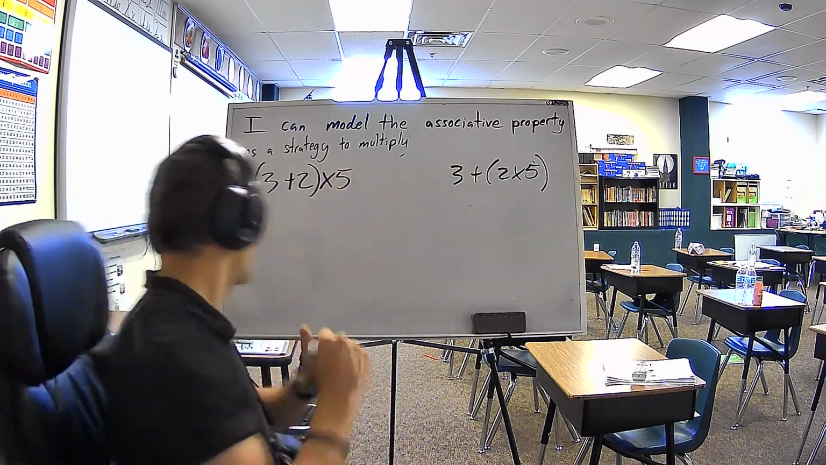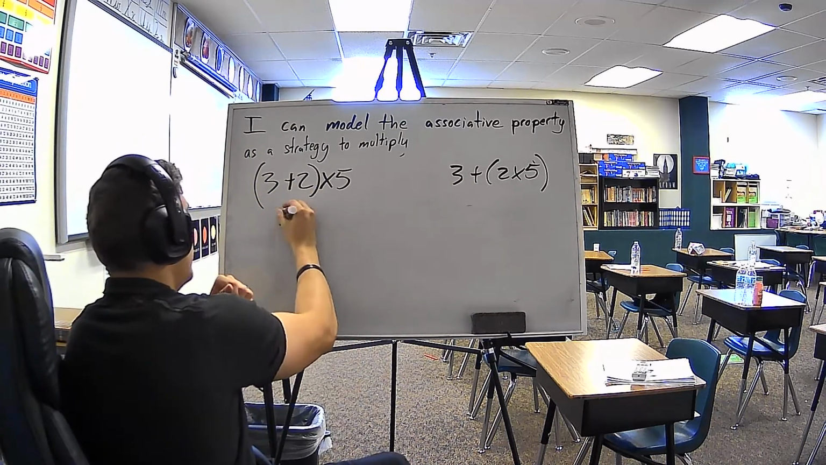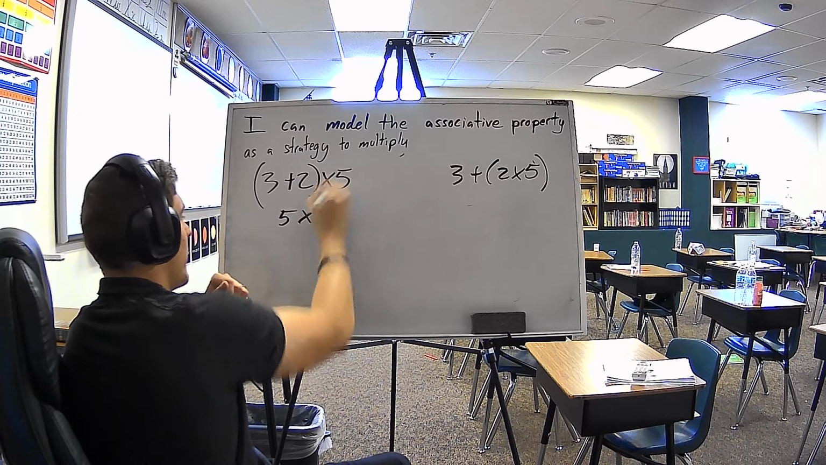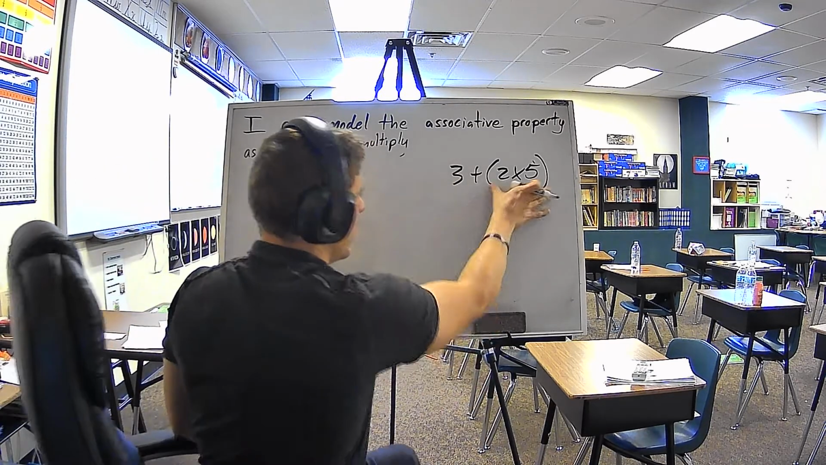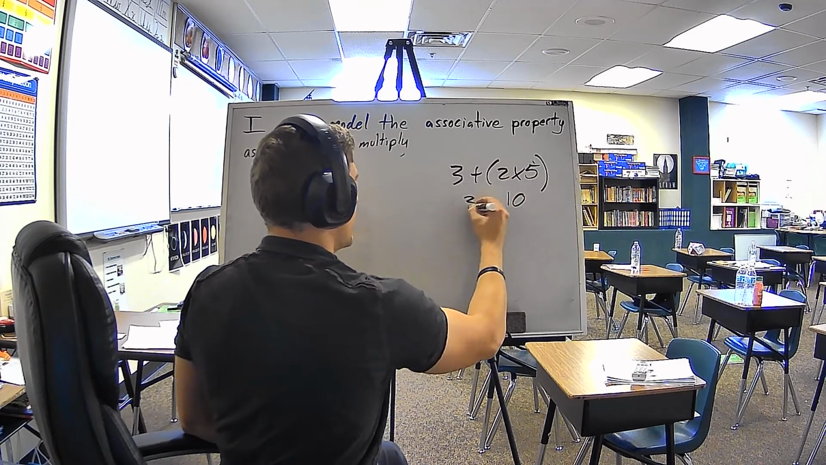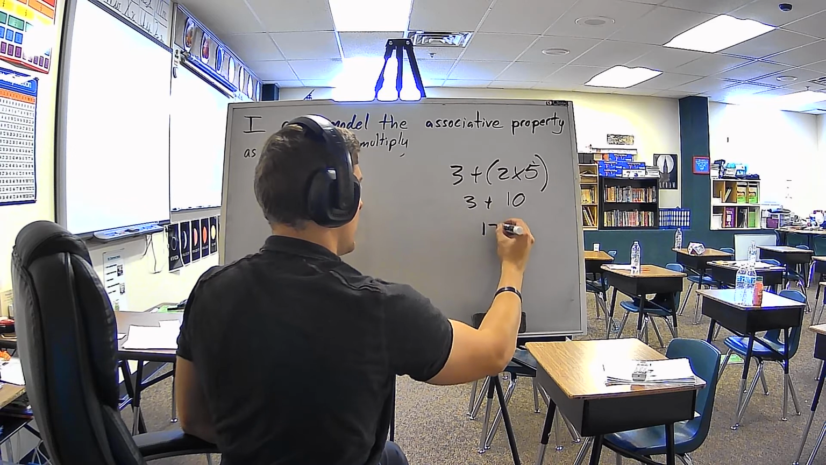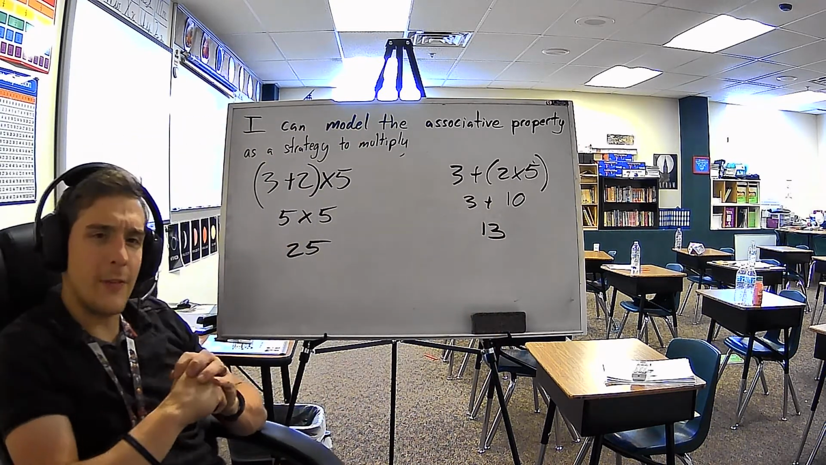Let's see. So 3 plus 2, starting in the parentheses, this becomes 5. So this becomes 5 times 5, which equals 25. And over here, starting in the parentheses, so this is 2 times 5, which is 10, which is 3 plus 10 is 13. We got different answers for this one.